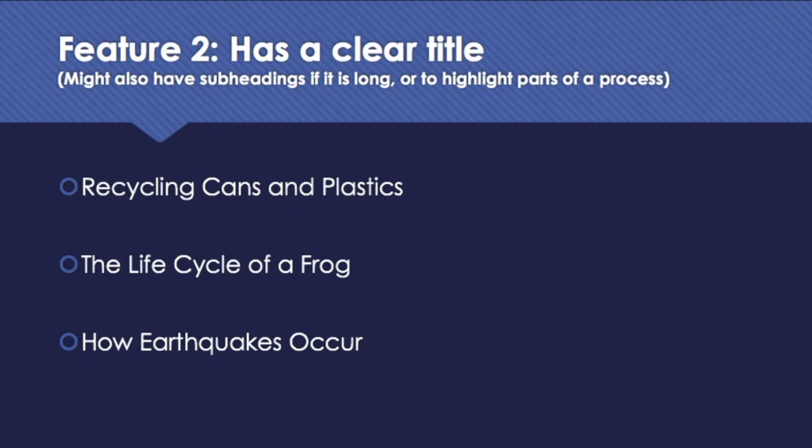Another feature of an explanation text is that it has a clear title. It might also have subheadings if it is a long explanation, or if you want to separate the parts of a sequential sort of explanation or parts of a process. For example, your title could be Recycling Cans and Plastics, or The Life Cycle of a Frog, or How Earthquakes Occur. So these are all titles that clearly tell you what the explanation is going to be about.